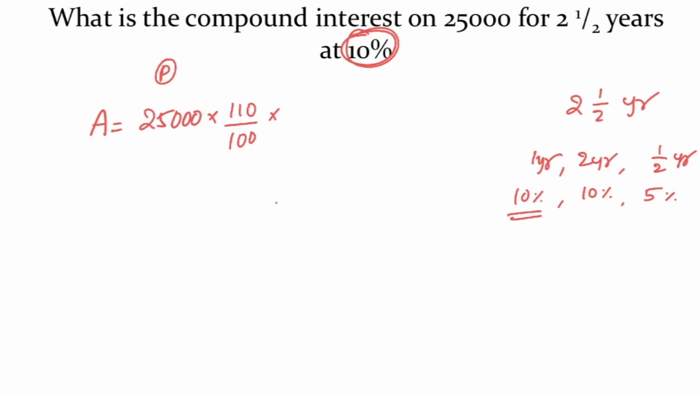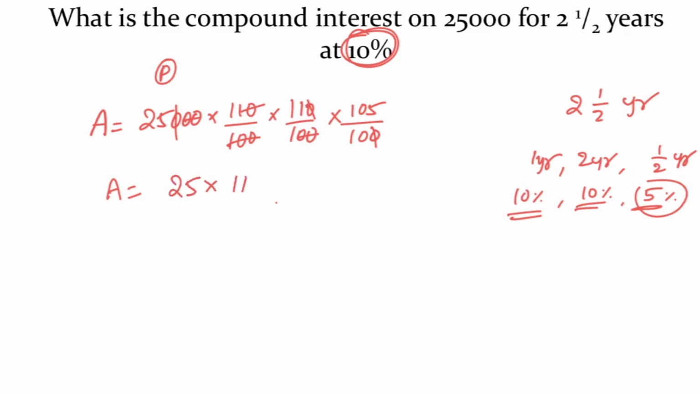See, first year 10%, 110 by 100. Second year 10%, 110 by 100. And third year, remaining half year 5%, 105 by 100. Now simplify this. 2 zeros cancel. 2 zeros cancel. 0 and 0 cancel. Amount is equal to 25 into 11 into 105, 1155.